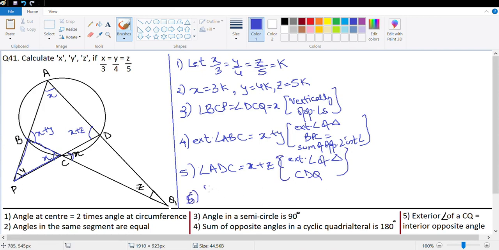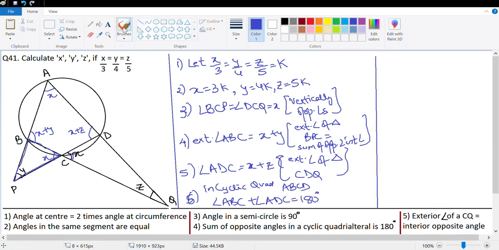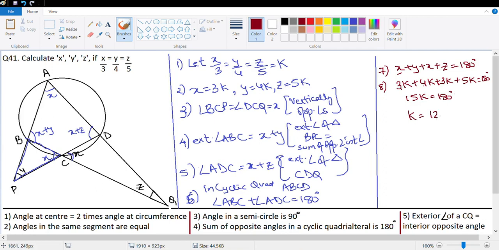Now in cyclic quadrilateral ABCD, angle ABC plus angle ADC is equal to 180 degree. This is sum of opposite angles of a cyclic quadrilateral, which means point number 7, X plus Y plus X plus Z is equal to 180 degree. I know X is equal to 3K, Y is equal to 4K, X is equal to 3K, and Z is equal to 5K, which means 7, 10, 15. 15K is equal to 180 degree, which means K is equal to 12 degree.